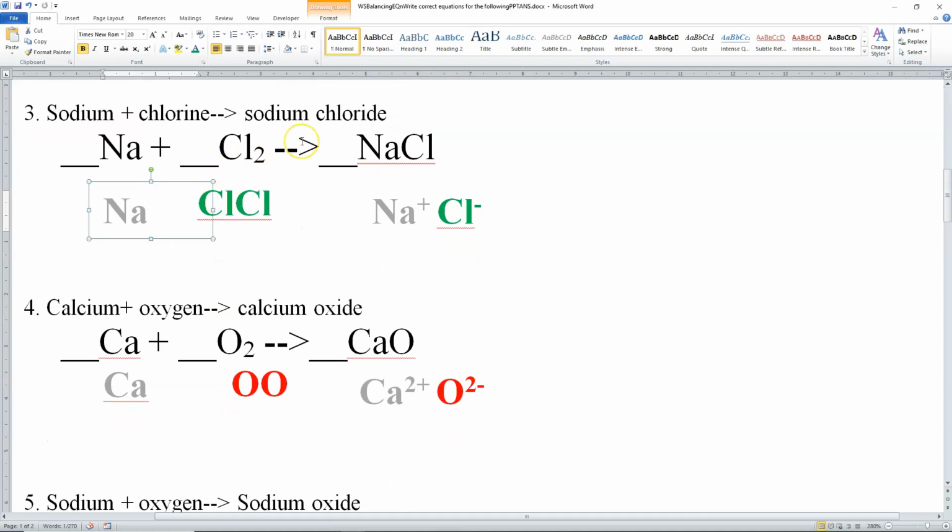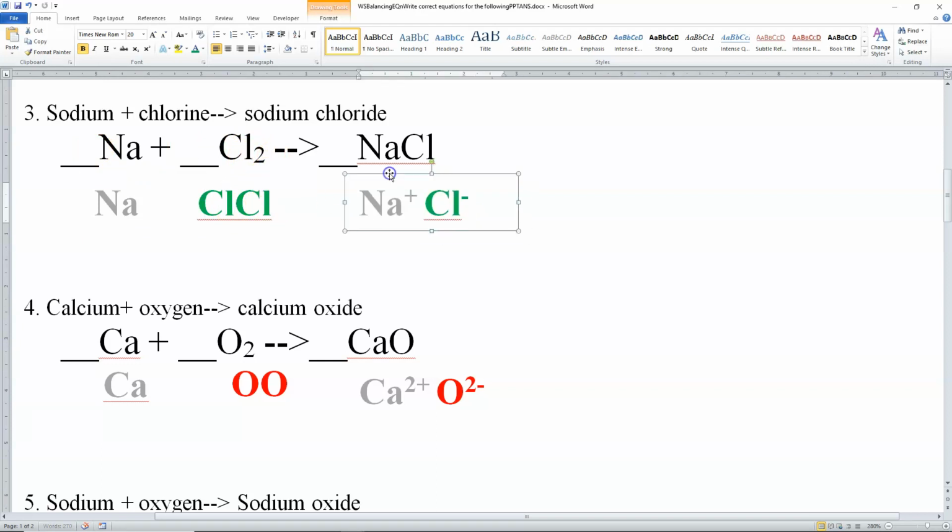Sodium plus chlorine going to sodium chloride. On the left we have 1 sodium with, assuming we've got 1s in front of everything, 1 chlorine molecule, so 2 Cls, and on the right we have 1 sodium and 1 chlorine. I can see straight away there are 2 green chlorines on the left and 1 chlorine in sodium chloride on the right.